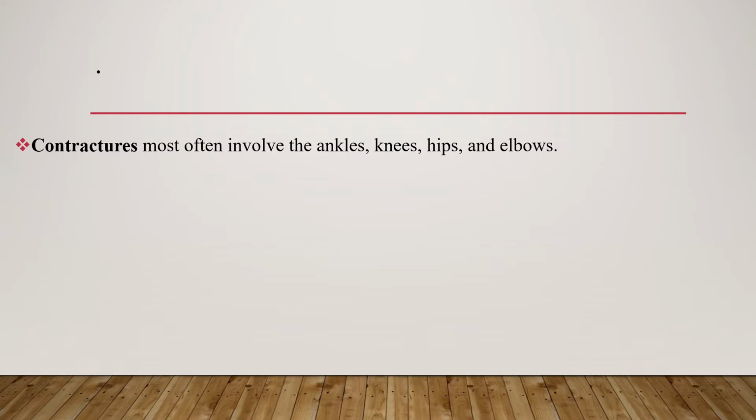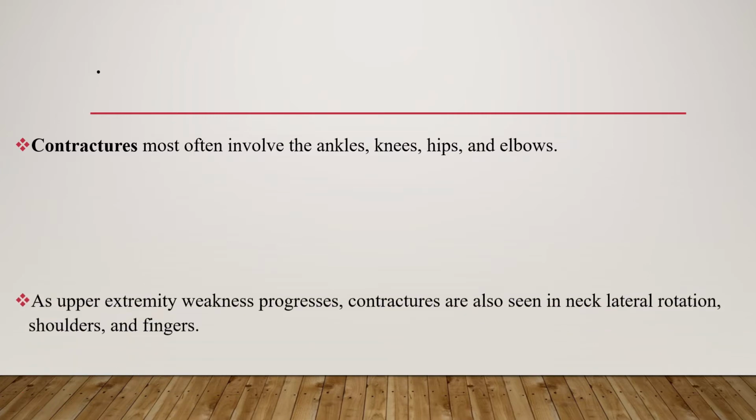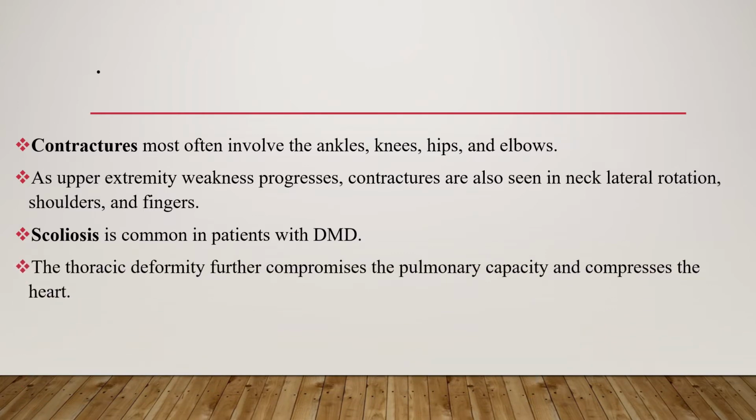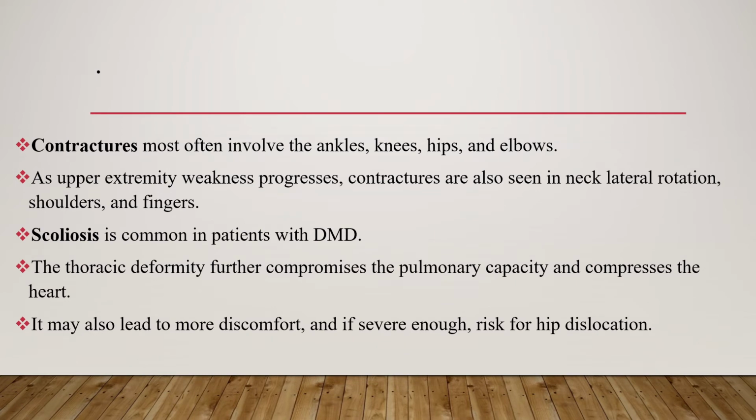Contractures most often involve the ankles, knees, hips, and the elbows. As upper extremity weakness progresses, contractures are also seen in the neck lateral rotation, shoulders, and the fingers. Scoliosis is common in patients with muscular dystrophies, and the thoracic deformity further compromises the pulmonary capacity and compresses the heart, and it may also lead to more discomfort and, if severe enough, risk for hip dislocation.